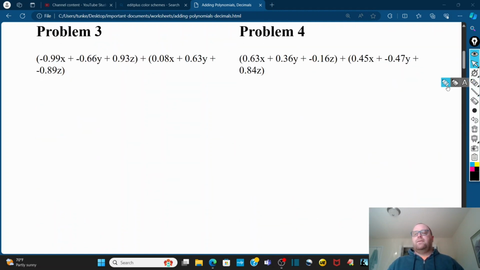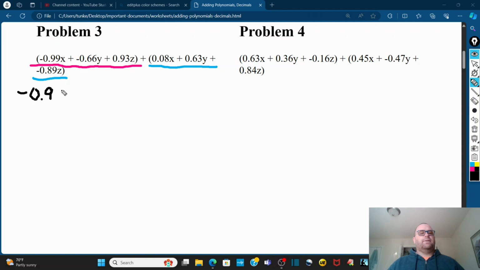Okay. So in problem 3, we're adding negative 0.99x plus negative 0.66y plus 0.93z, and we're adding that to 0.08x plus 0.63y plus a negative 0.89z. Let's do the x's first. So we have negative 0.99x, and we're going to add positive 0.08x.